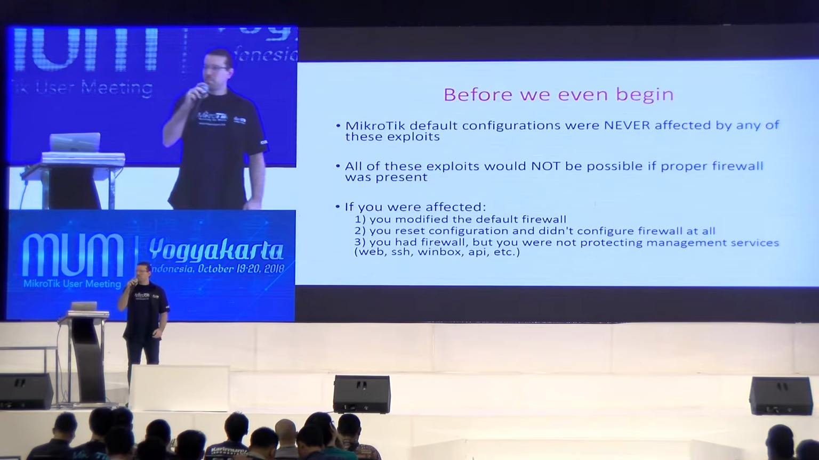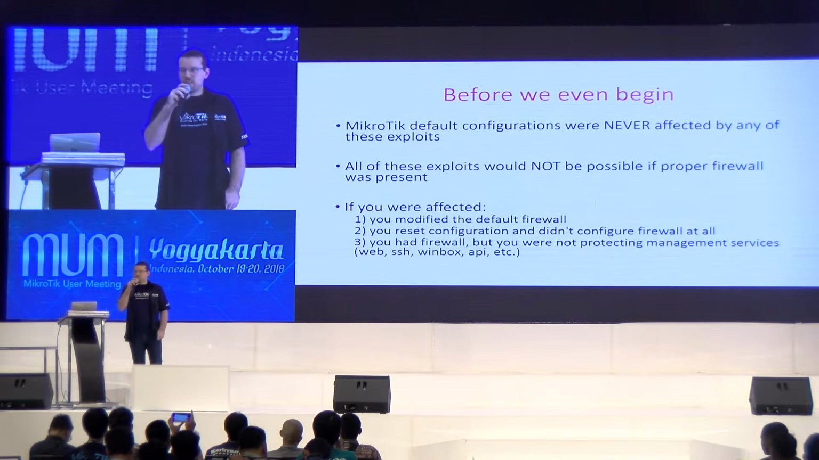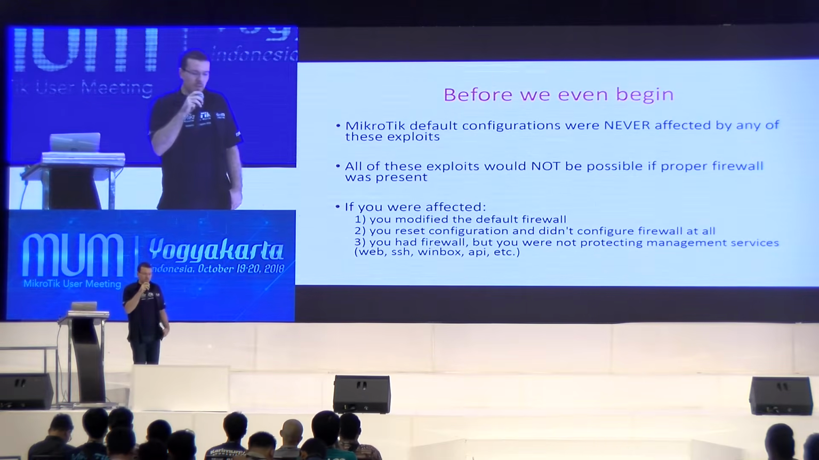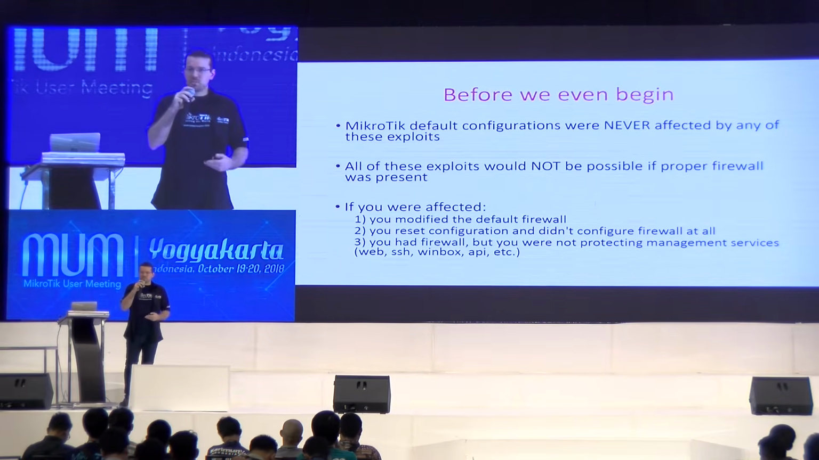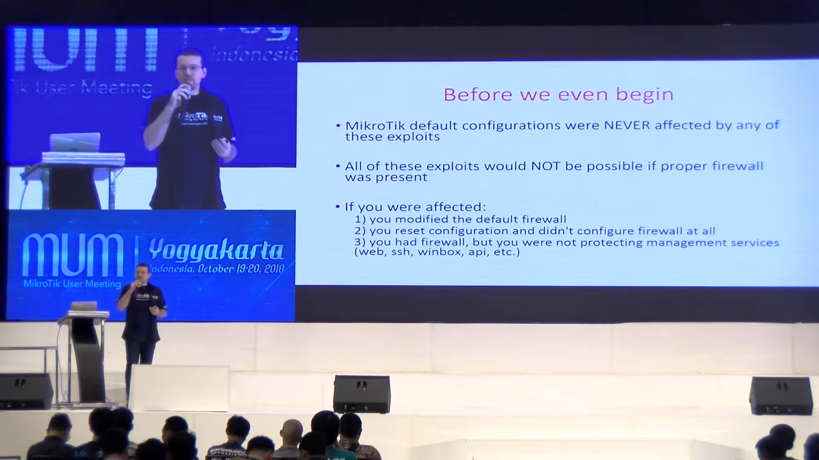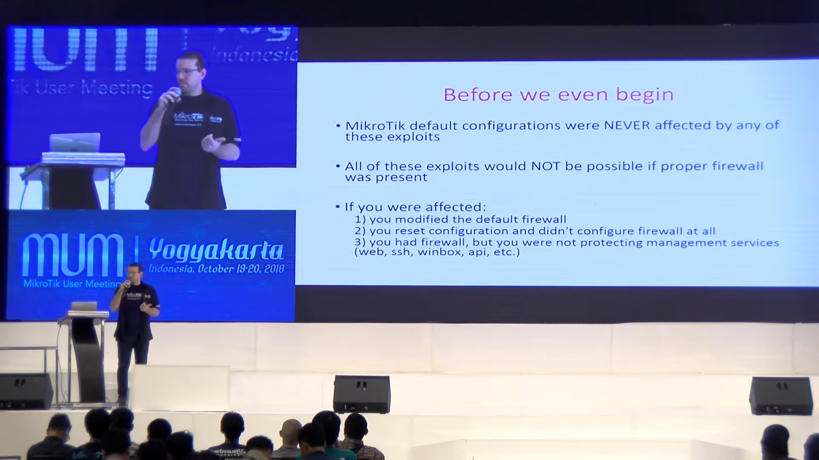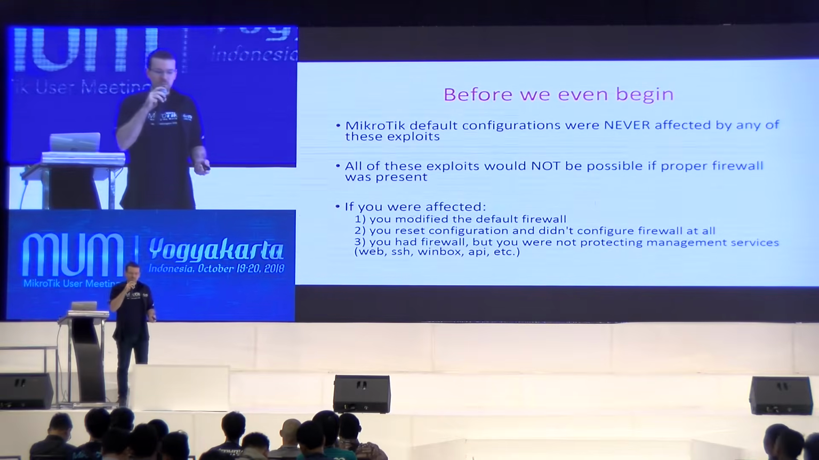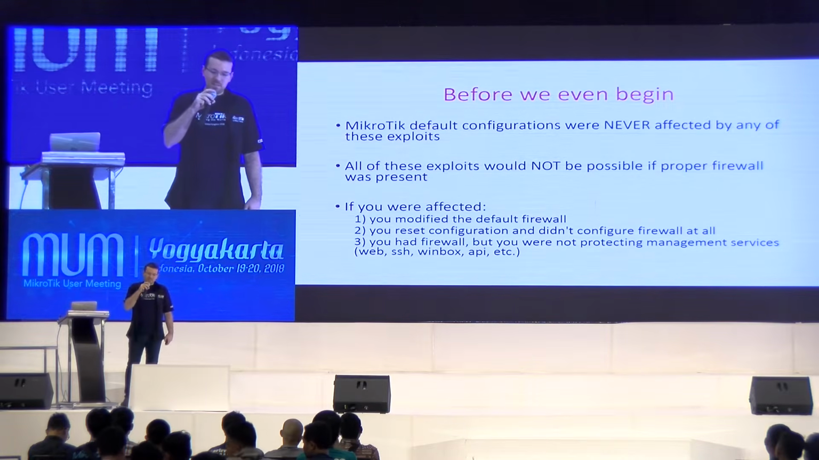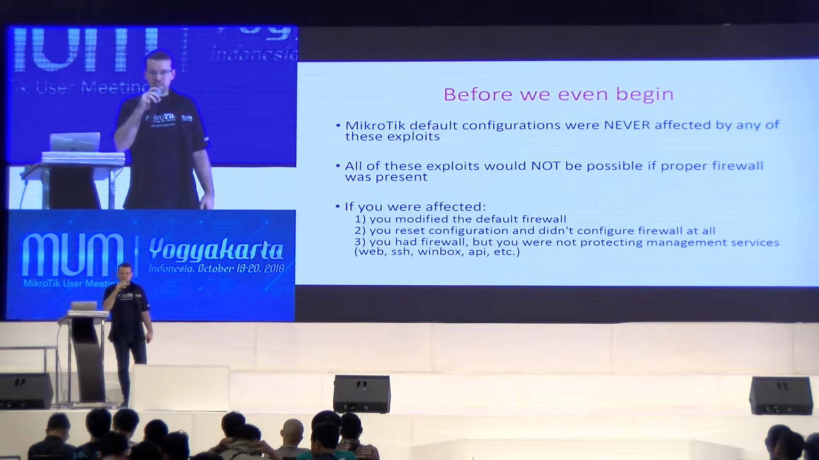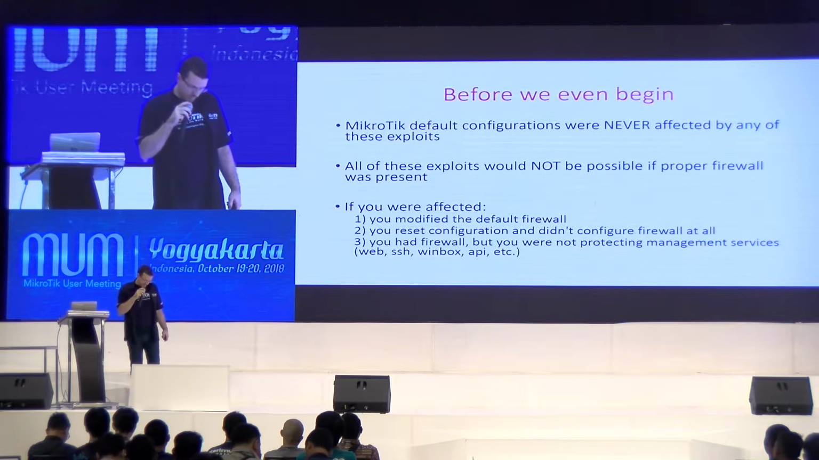Okay. So before we even begin, it's really important to understand that Mikrotik default configurations were never affected by any of the recent exploits. All of these exploits would not be possible if proper firewalling and security was implemented across your networks. So in reality, the only way to get affected by everything that we will be talking about in this presentation was either if the default firewall was modified, or if the configuration was reset and the firewall was not configured at all, or if the firewall was configured but management services were not properly protected. Here we mean web, SSH, Winbox, API, and the other management services which RouterOS exposes.